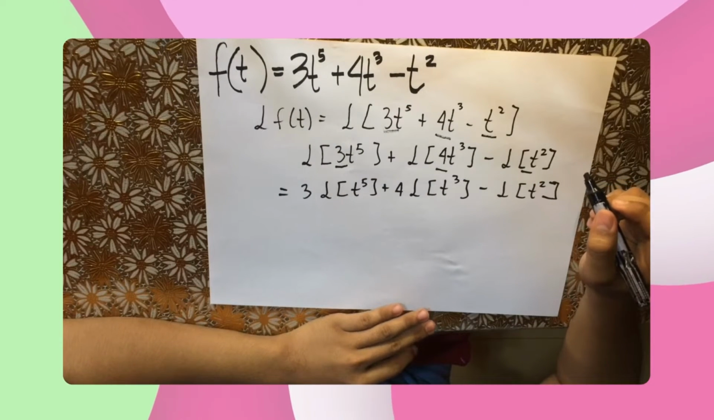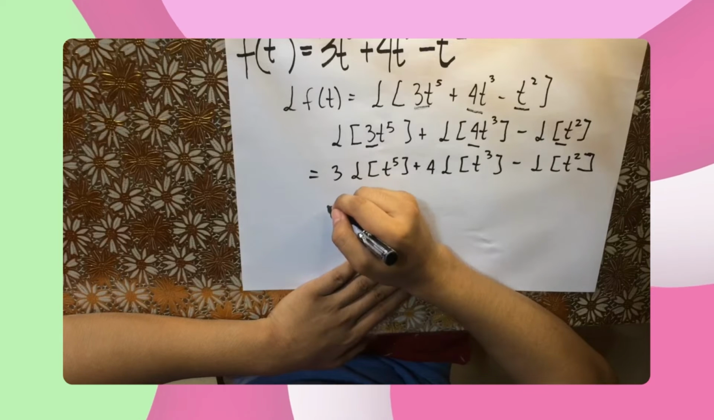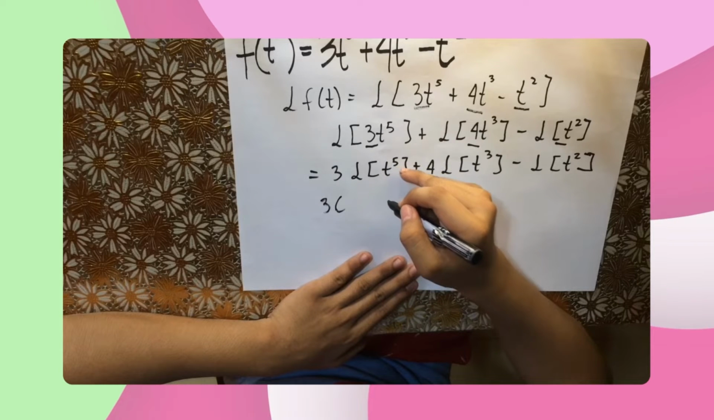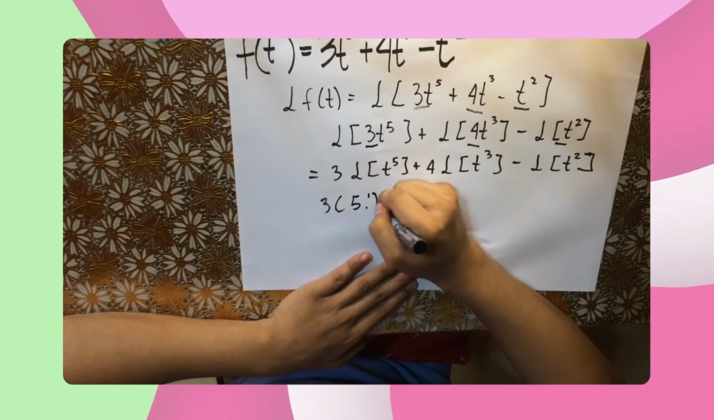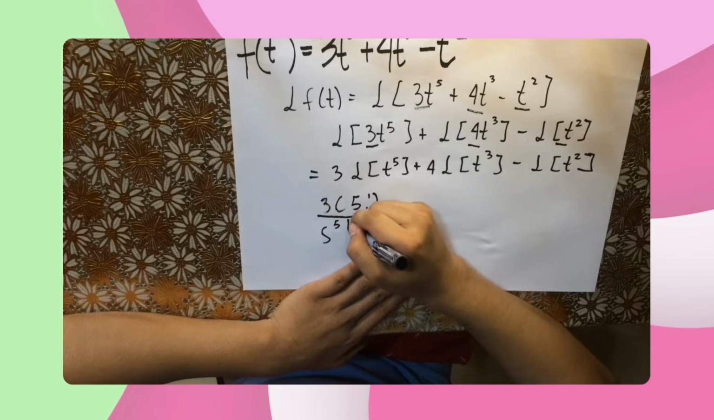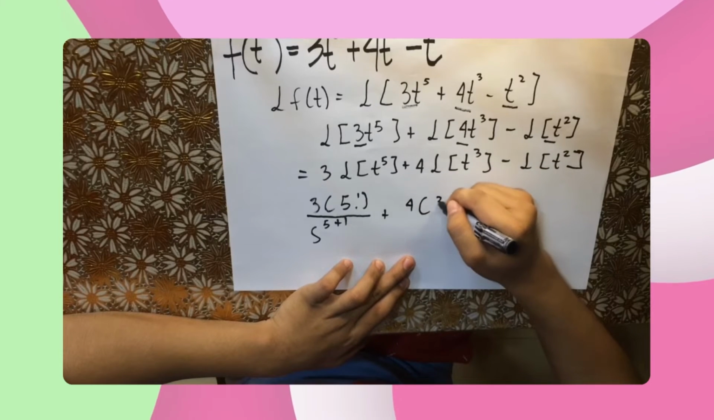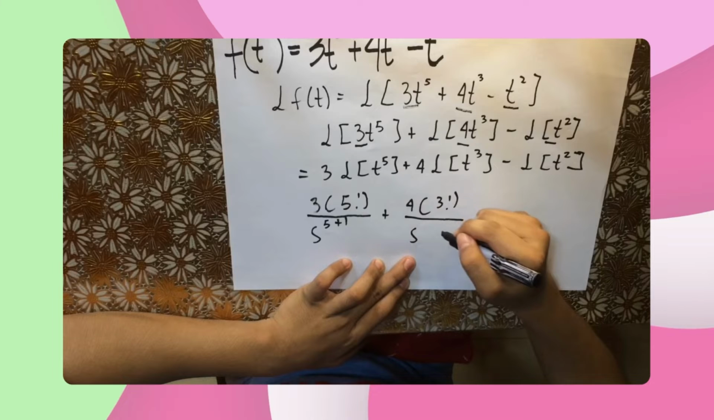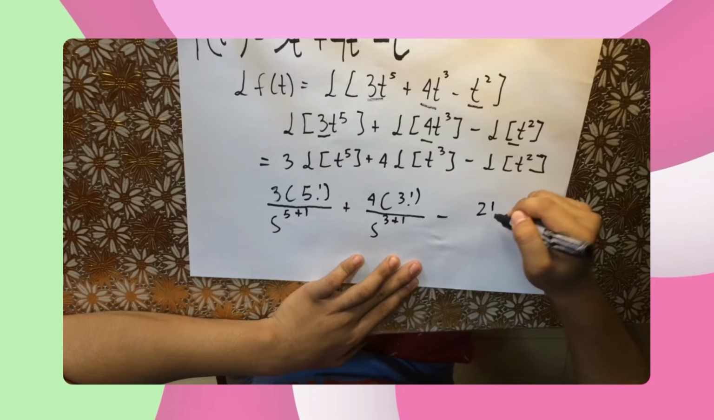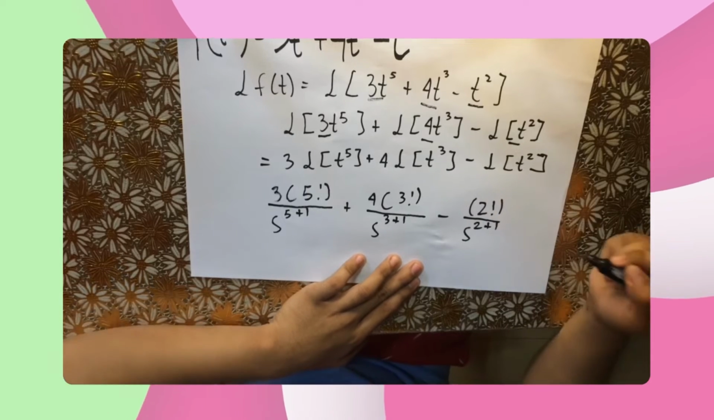Then, using the Laplace formula from the table, we're going to substitute the value of n. So we have 3 times n factorial. Our n here is 5. So we have 5 factorial over s raised to n, which is 5 plus 1, plus 4 times 3 factorial over s raised to 3 plus 1, minus 2 factorial over s raised to 2 plus 1.